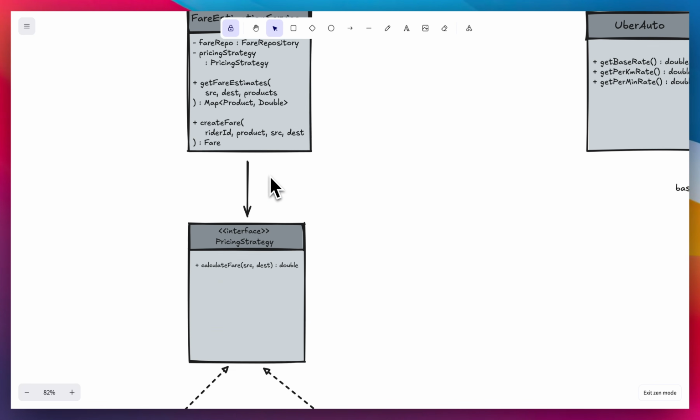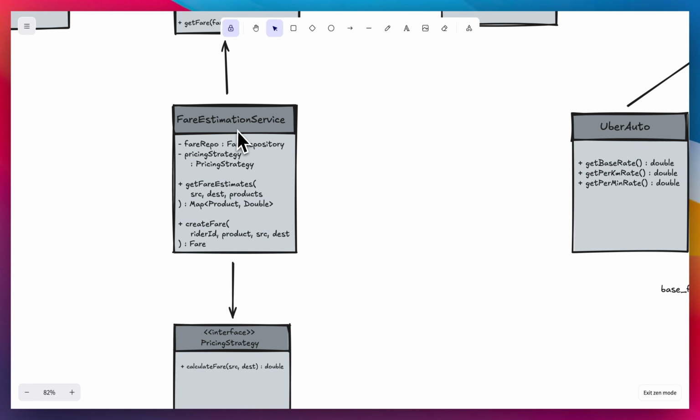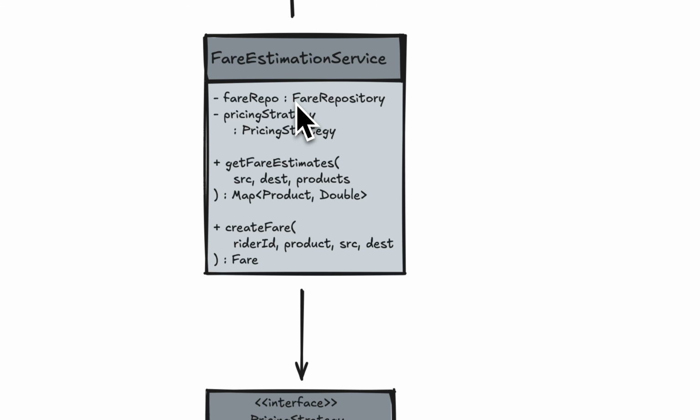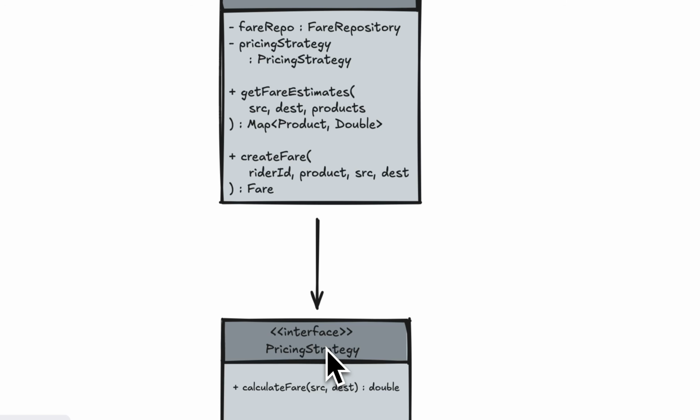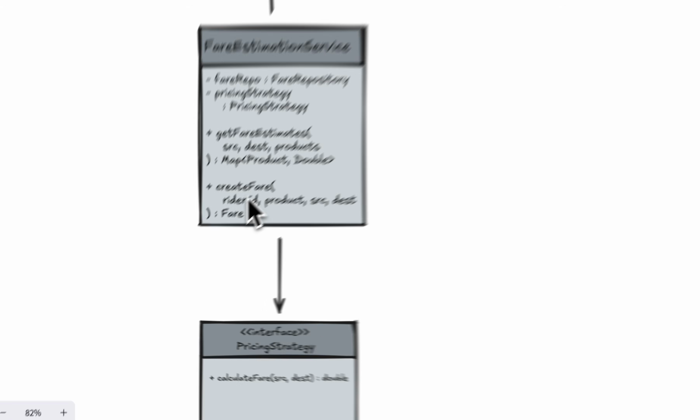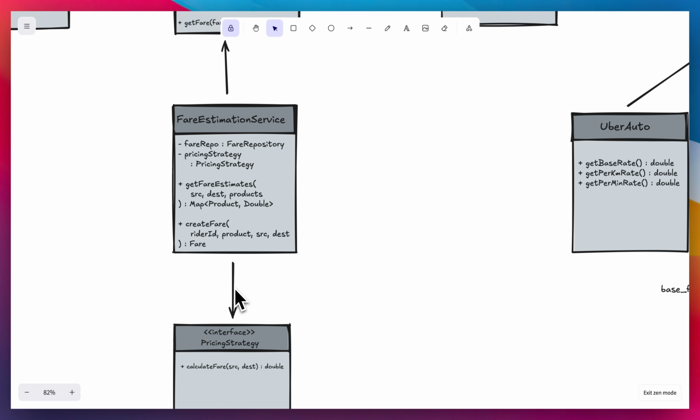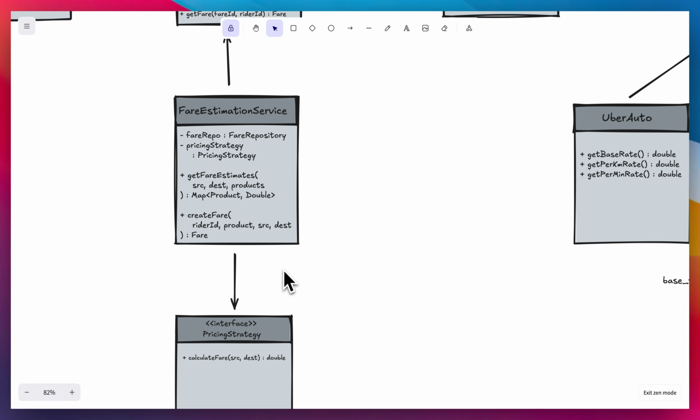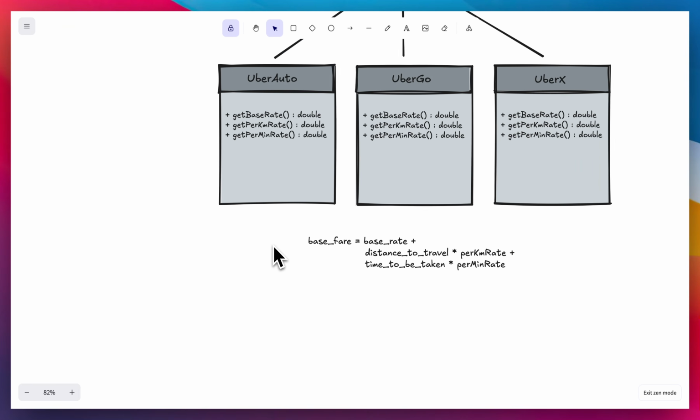Now coming to the fare estimation service. The fare estimation service would have the fare repository in order to store the fare objects. And it will also have the pricing strategy so that we can calculate the price for a specific product. In this service, we have a couple of functions. The first one is get fare estimates. This function will be returning us the product to price mapping. So this function will basically be using the pricing strategy in order to calculate the fare. We'll discuss that in a moment. And we also have this create fare function, which will create the fare object and lock it for exactly 5 seconds. All right.